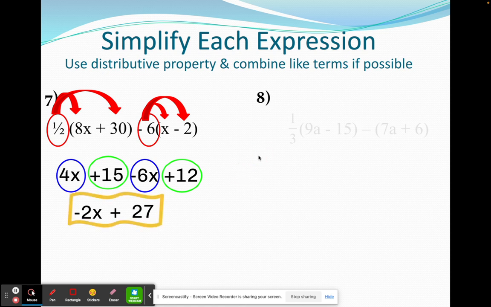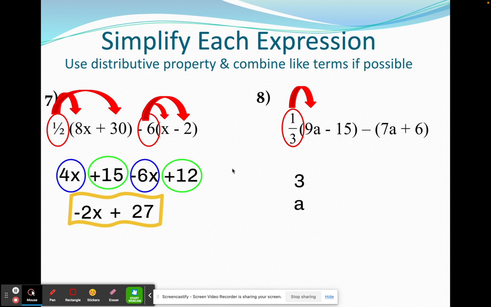Let's try another one. 1/3 multiplied by the quantity 9a minus 15. Then I'm going to subtract 7a plus 6. Remember, we have that hidden invisible 1 there. 1/3 times 9a will give me 3a.